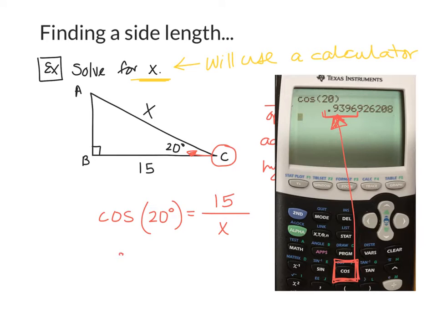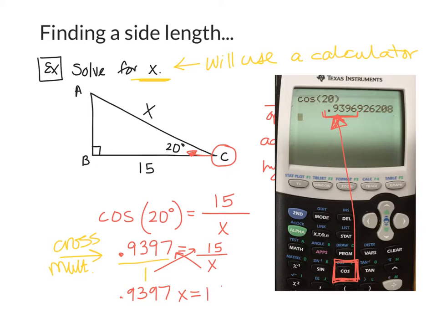So that means this is 0.9397, I'm rounding, equals 15 over x. Now this doesn't look like a proportion, but it is. What I mean by that is this is something that you can cross multiply. To cross multiply, you may remember you need 2 fractions. So I'm going to put this first one over 1, and now we're going to cross multiply.